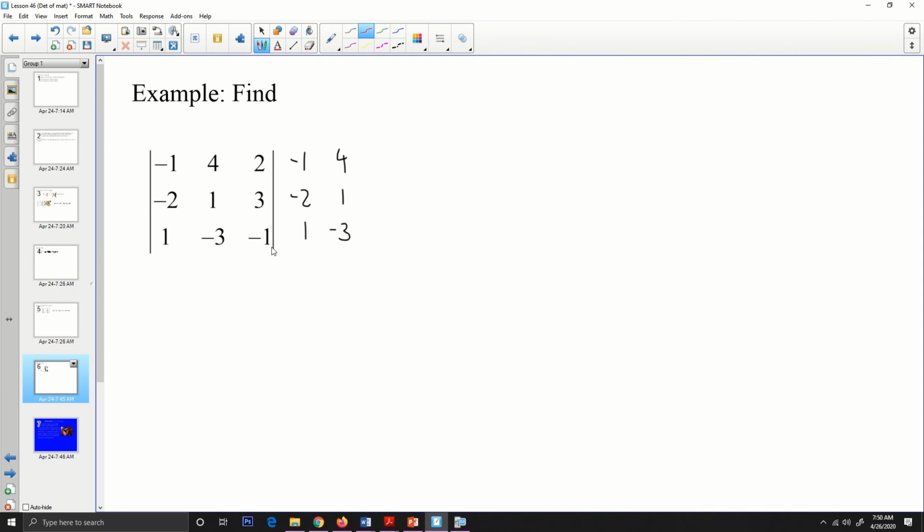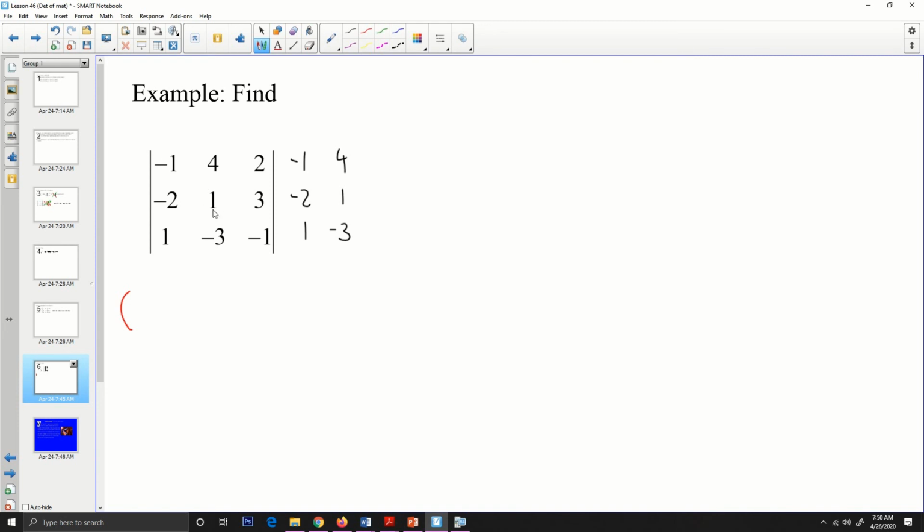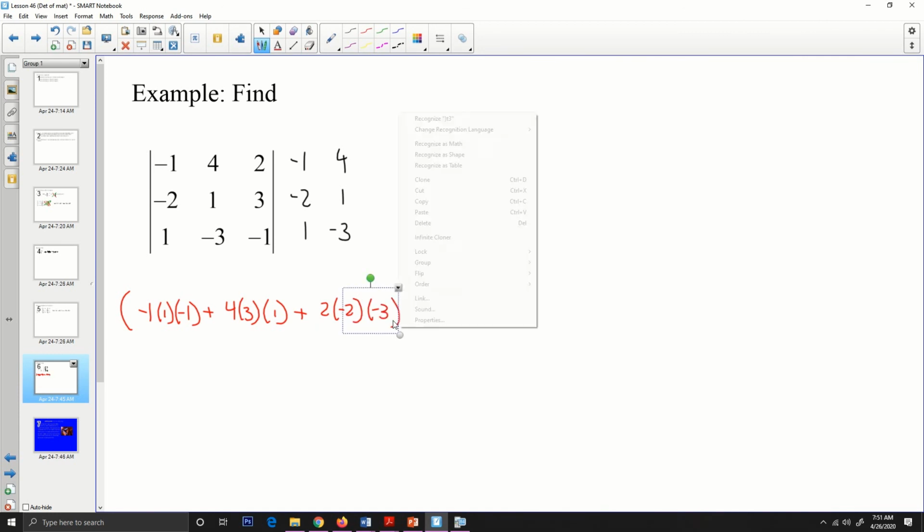And then we'll multiply down the diagonal. So this first diagonal right here, -1, 1, -1. -1 times 1 times -1, plus the second row there will be 4 times 3 times 1, and then plus the third row, 2 times -2 times -3.